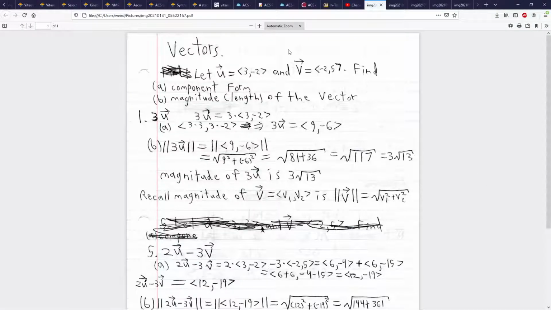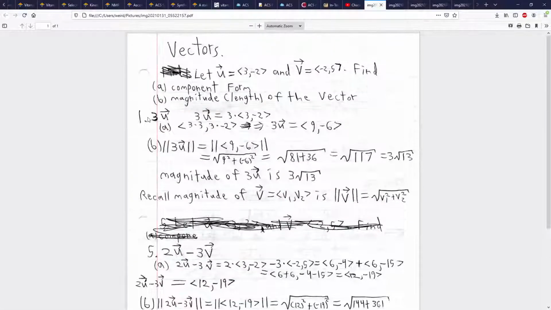So here's vectors. Let's let u equal the vector 3, -2, and v equal the vector -2, 5. And let's find component form and magnitude, or the lengths of the vector. Magnitude and lengths are used interchangeably at times.